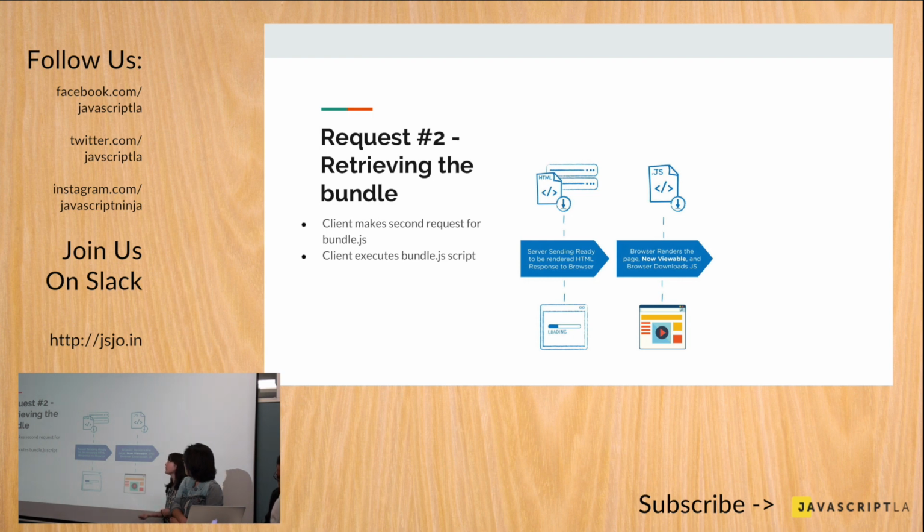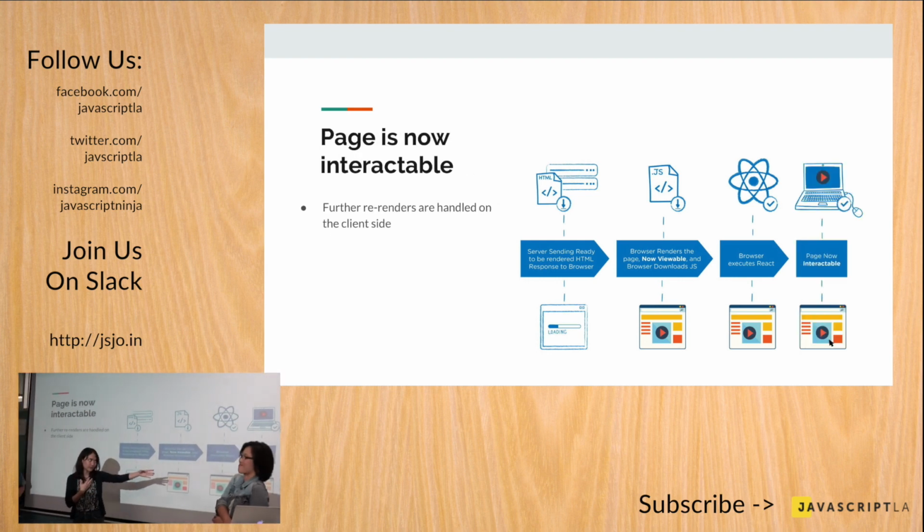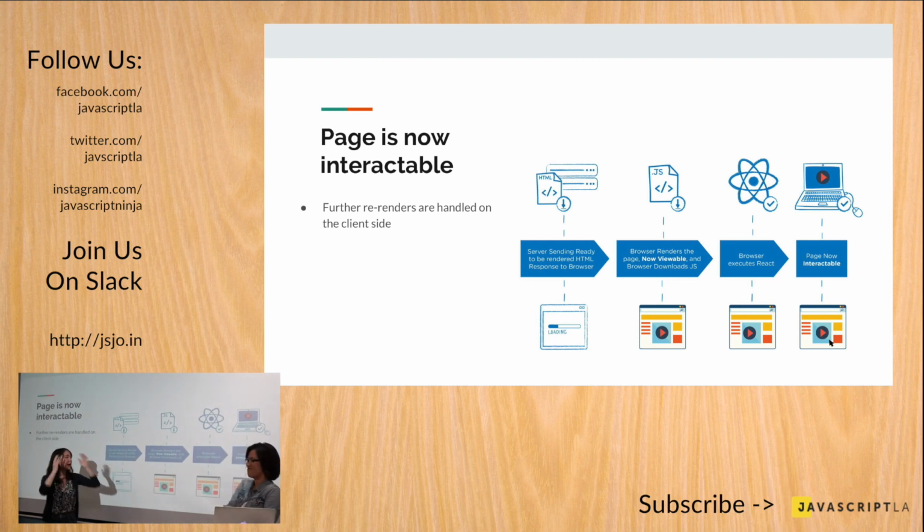So the client makes a second request for the bundle, and then when it receives it, it executes the bundle, which includes all of that client-side code. So inside of that client-side code, you're going to see a method called hydrate. And hydrate is adding the interactivity through two basic mechanisms. So it's adding event handlers, and it's also adding any of those lifecycle methods that you might have in your client-side React code. At this point, you have a page that is not only viewable, but now it's interactable, so it actually works. Hooray.